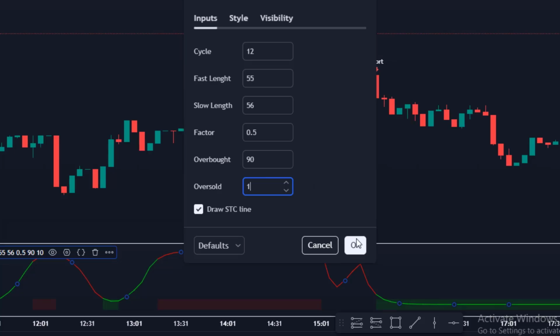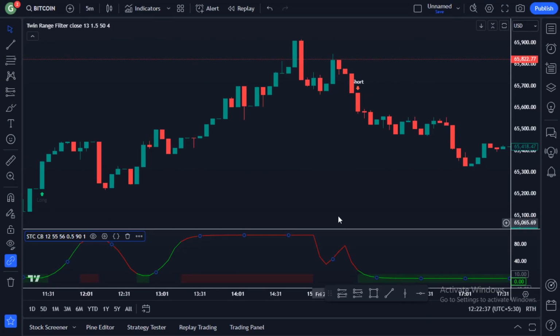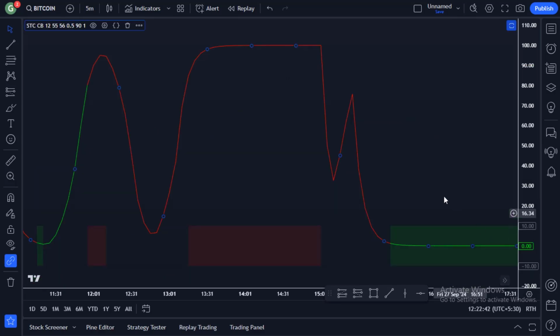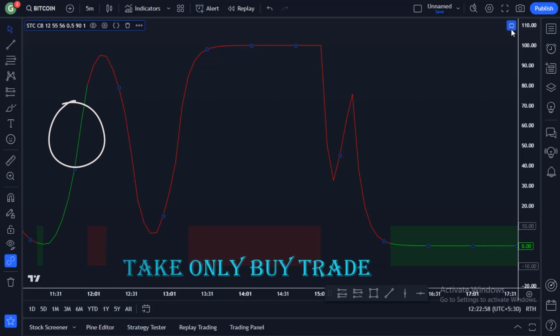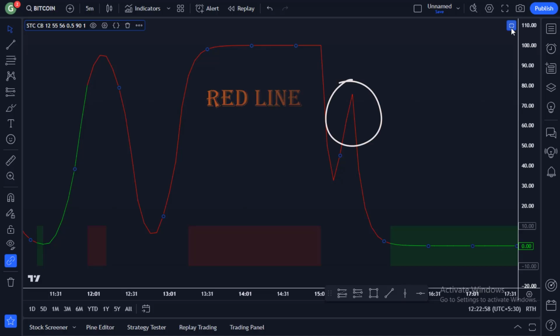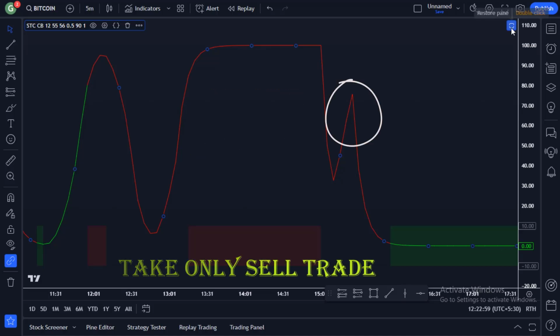After that, click OK. Now, with the settings changed, you may be thinking, how do we use this trading setup? First, we click on the Full Length option to know the SCAF Trend Cycle Indicator. Now you can see that this indicator simply gives us a green and red line. Simply, the green line gives a buy signal, hence we take only buy trades, and similarly the red line gives a sell signal to us, hence we take only sell trades.